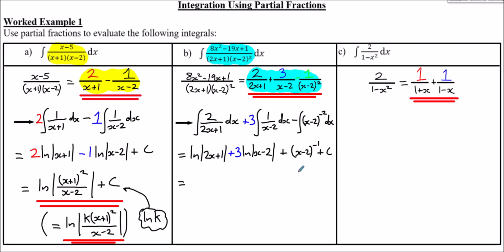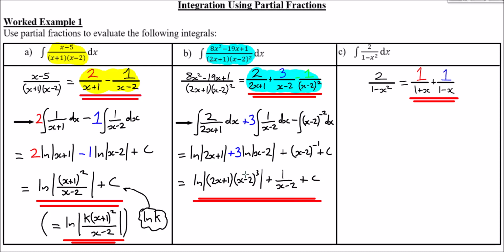So now we can neaten this up somewhat. So I'm going to write this as ln. This time what we have is ln of one thing plus ln of something else too, so it can be combined as a product. So it's going to be ln of 2x plus 1 multiplied by x minus 2 cubed. This here I can rewrite in a more natural looking way. I can put it as 1 over x minus 2 plus c. I'm not going to bother this time writing again any different forms. The examiner will make it clear to you which form they want it in. So for now that will do us.